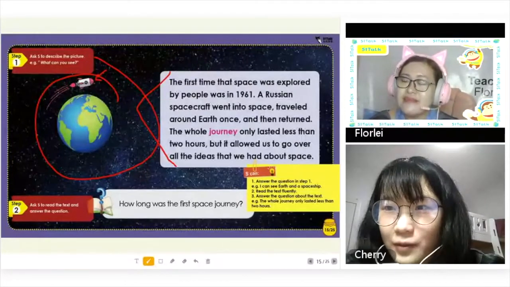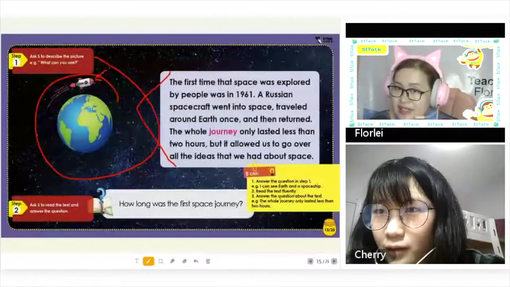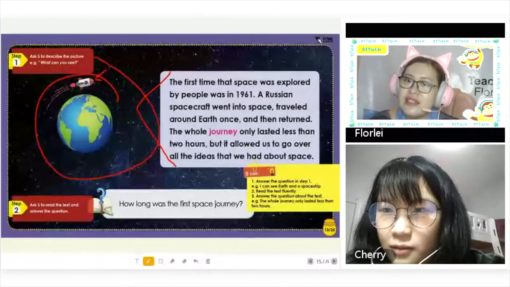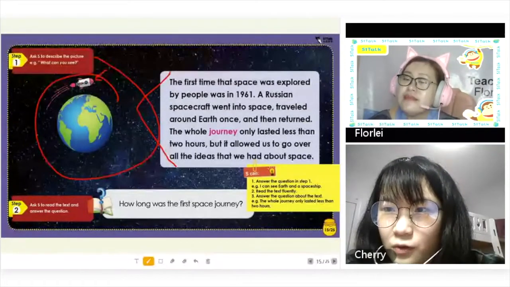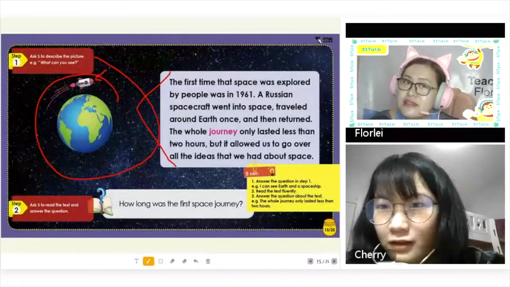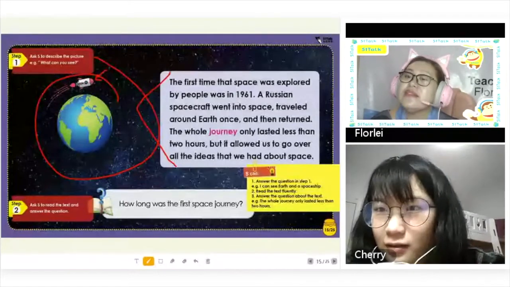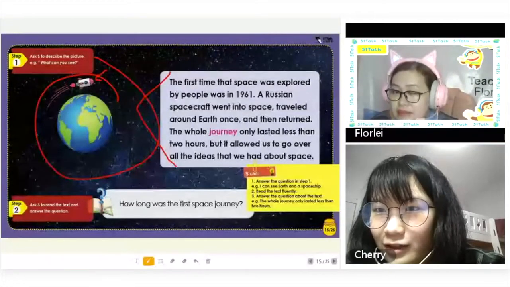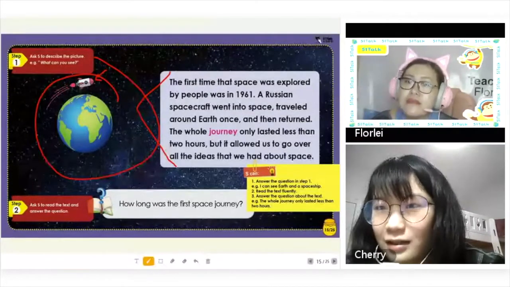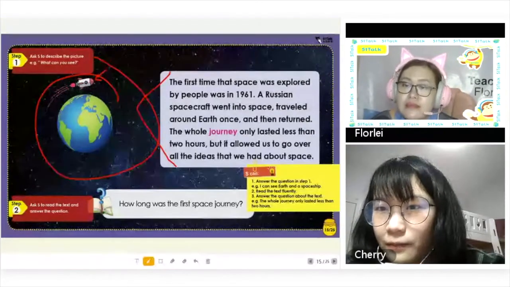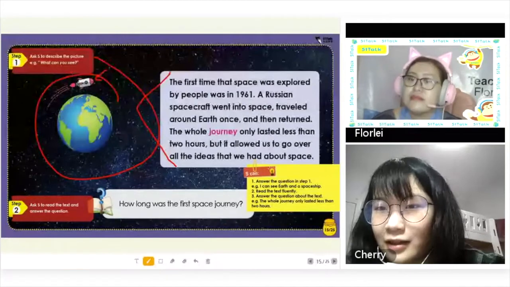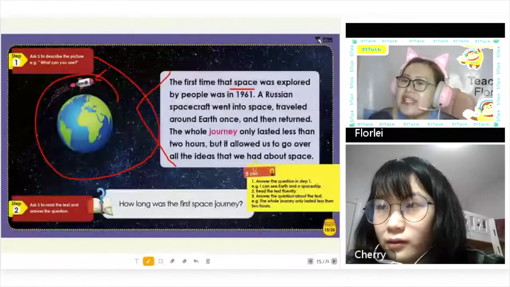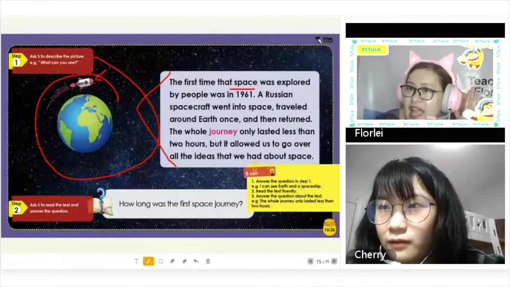The first time that space was explored by people was in 1961. A Russian spacecraft went into space and traveled around the Earth once, and then returned. The wild journey only lasted less than 2 hours, but it allowed us to go over all the ideas that we had about space. Okay, very good. Let's repeat again. Space. Space. Explored.